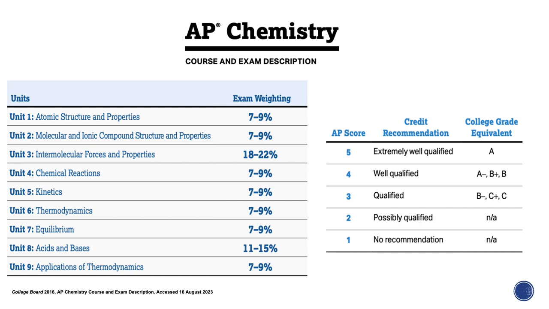18 to 22% of the exam weight, which is the majority of the exam weight, is on Unit 3, which is Intermolecular Forces and Properties. 11 to 15% of the exam weight is on Unit 8, which is Acids and Bases. To get a college level equivalence of an A, you need to score a 5 on the AP exam.